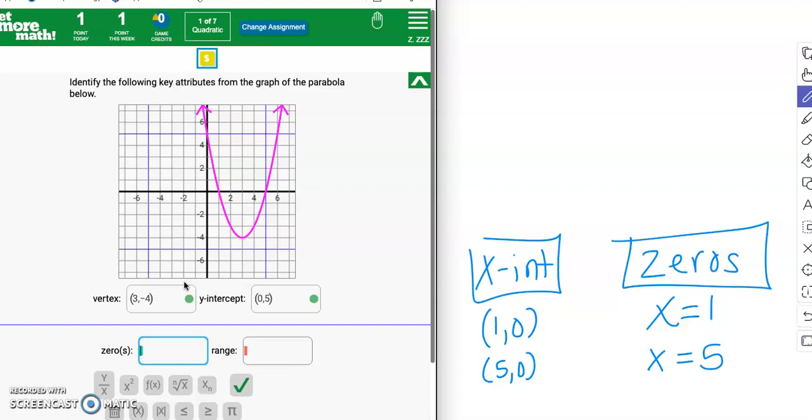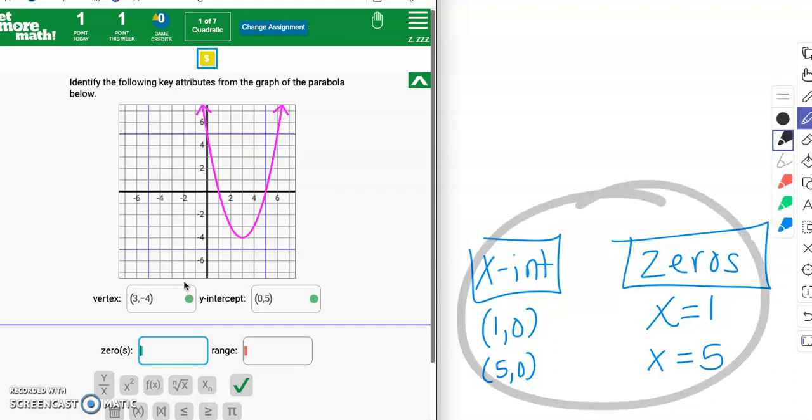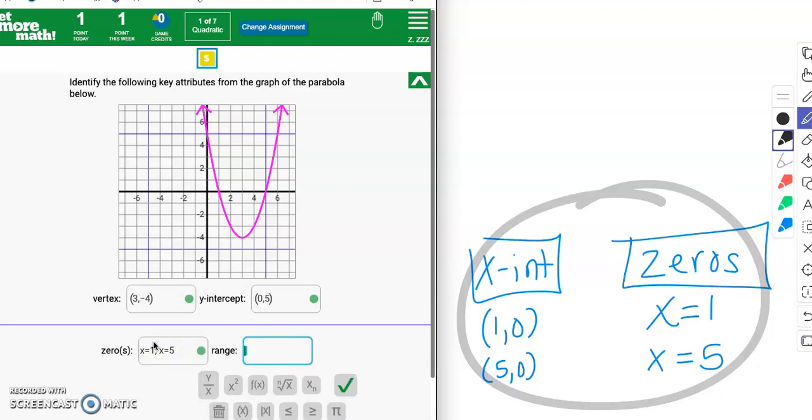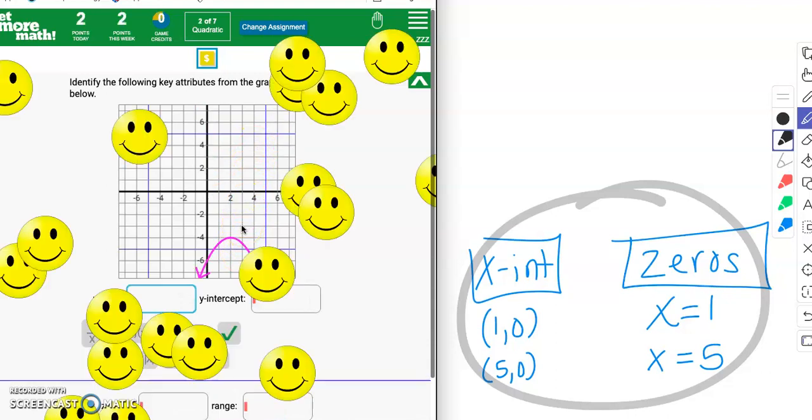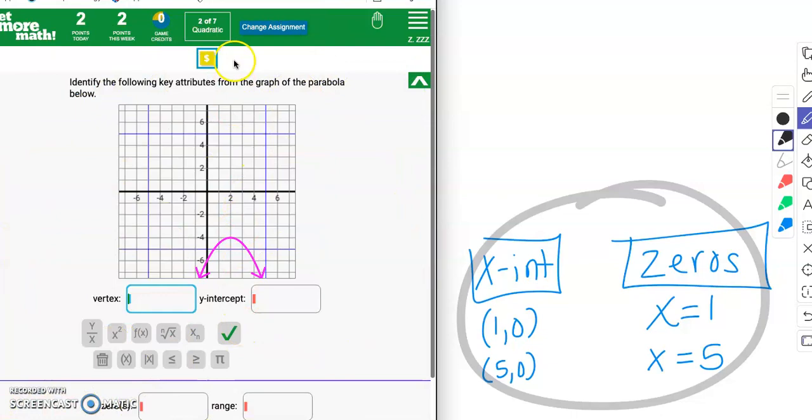So notice the different notation you have to use depending on the vocabulary. All right, so I'm going to put my zeros as x equals 1. I just separated them with a comma, and x equals 5. My range, again, is going upward, so it's all the y values that are greater than or equal to, the lowest one here is -4. The axis of symmetry is a vertical line, so it's x equals 3. All right, I want you to practice your vocabulary now.